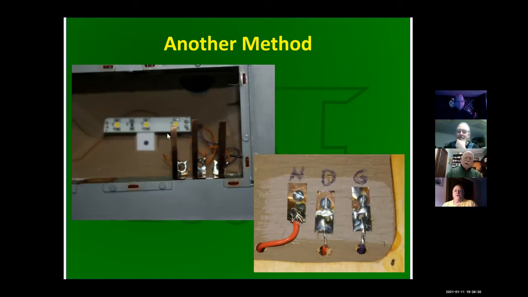These are 3 phosphor bronze strips I made, and glued them to the inside. This is the inside of a small depot. And then below that on the plywood, I put 3 screw connectors to that.